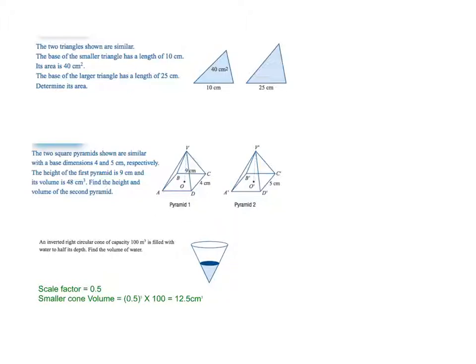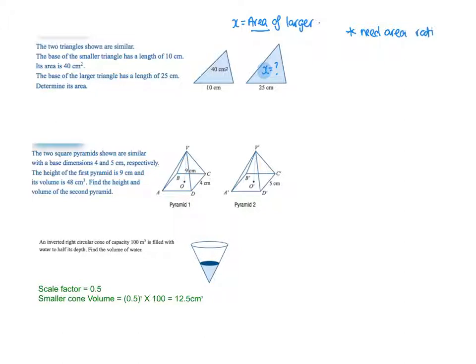The two triangles are shown as similar. The base of the smaller triangle has a length of 10 and its area is 40 centimeters squared, sorry. The base of the larger triangle is 25 centimeters, and determine its area. So I'm just going to call X, put the question, so X equals area of the larger. Because the area is the question, I need the area ratio.